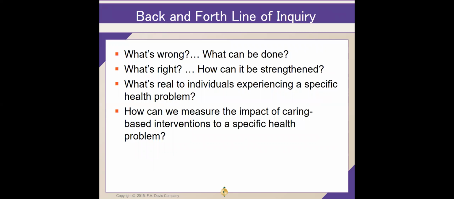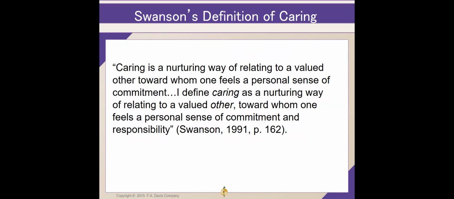What's wrong? What can be done? What's right? How can that be strengthened? What's real for people experiencing a specific health problem, and how can we measure the impact of caring interventions for specific health problems? Notice it's the specificity that makes this a middle range theory.